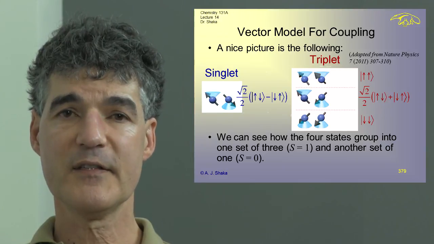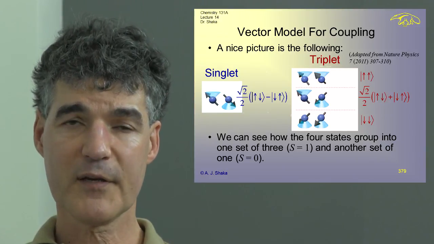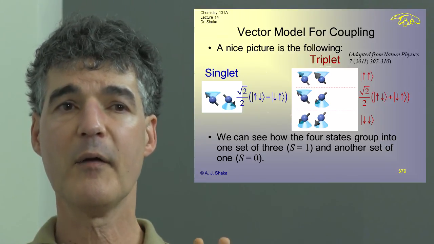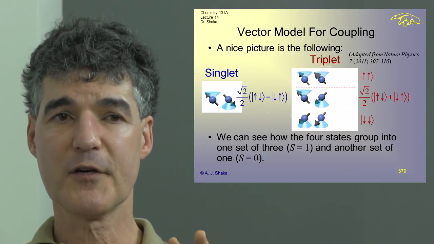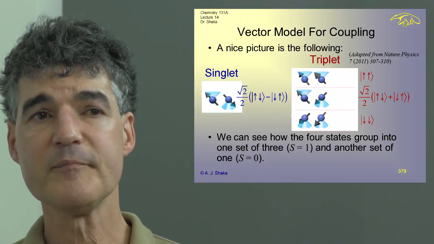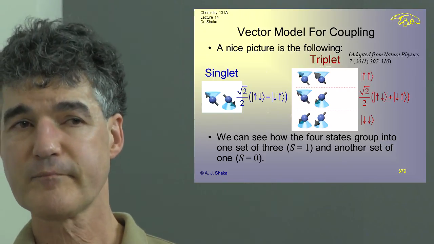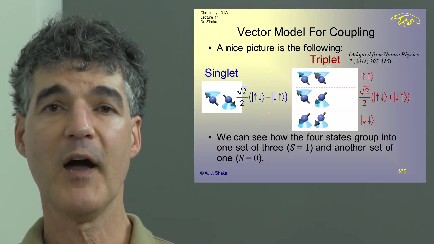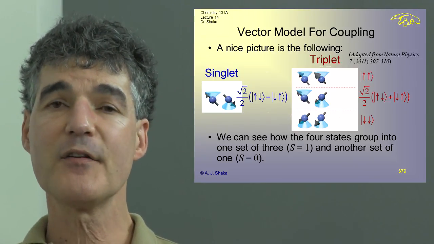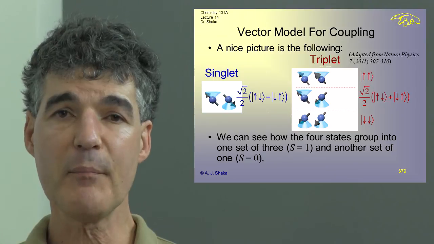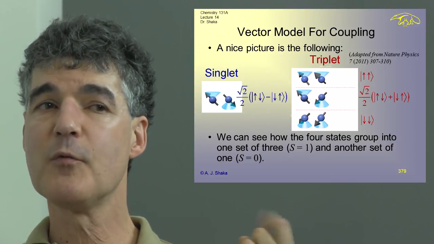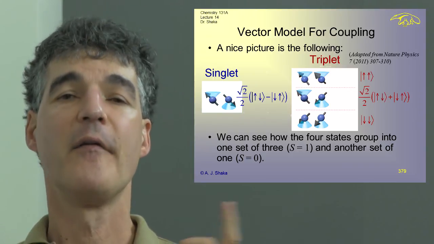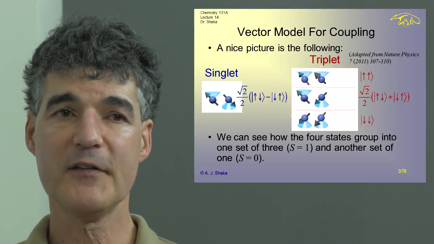So let's look at these from a more pictorial view in a vector diagram. Here's a very nice picture on slide 379. One side in blue is called the singlet. We'll see why in a second. The other side in red is called the triplet. The singlet has 1 state. The triplet has 3 states. That part of it makes perfect sense.